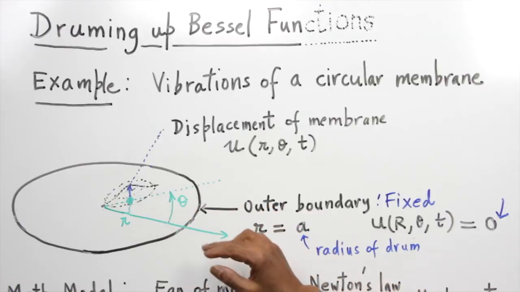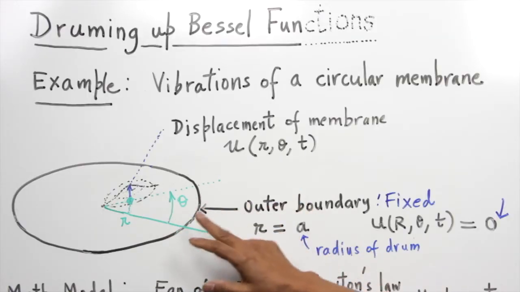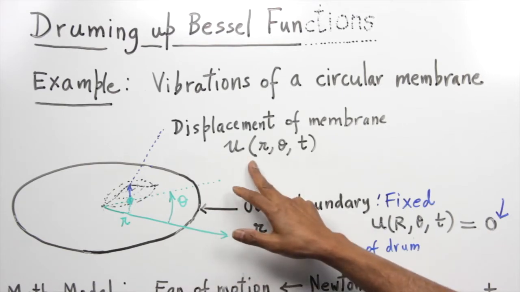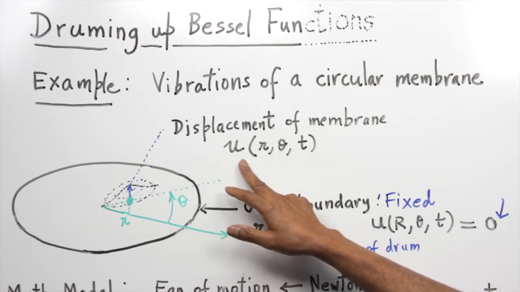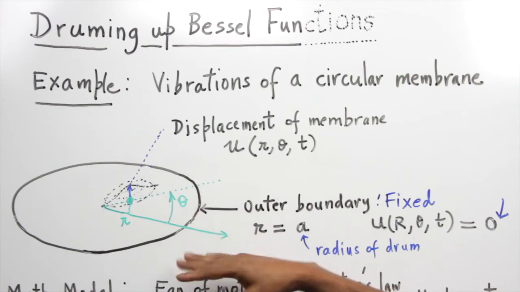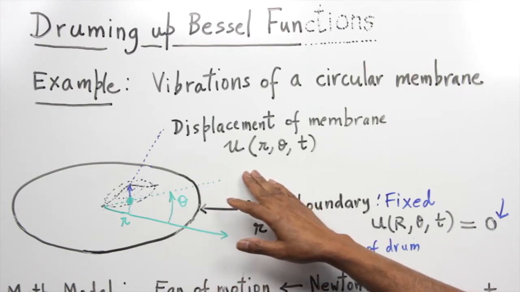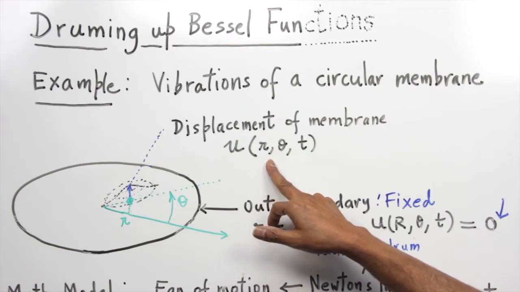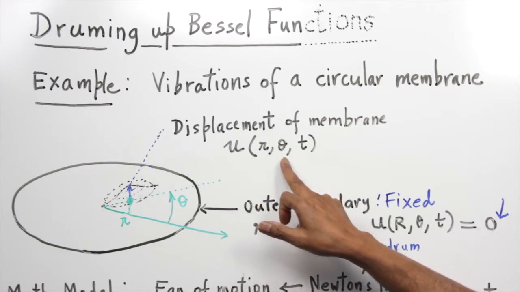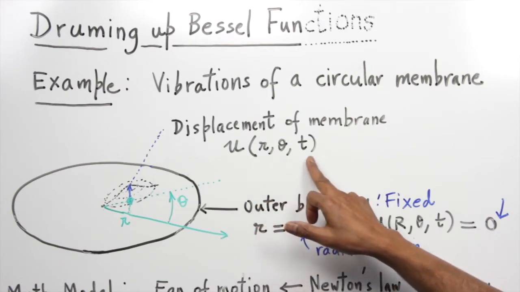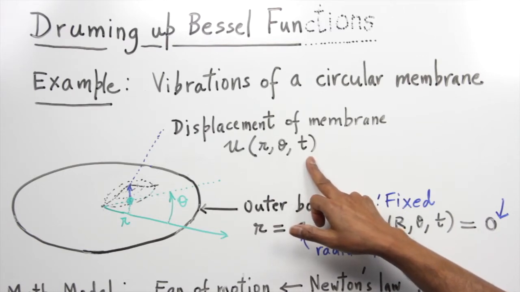We are drumming it. And so that displacement, out of plane displacement, is denoted by this dependent variable u, which is going to tell us how the drum vibrates. That is what we're trying to predict. That is the dependent variable. And it's going to depend on the position on the drum. So r and theta denote the position on the drum, and it's going to oscillate in time, it's going to vibrate, so it depends on time also, t.